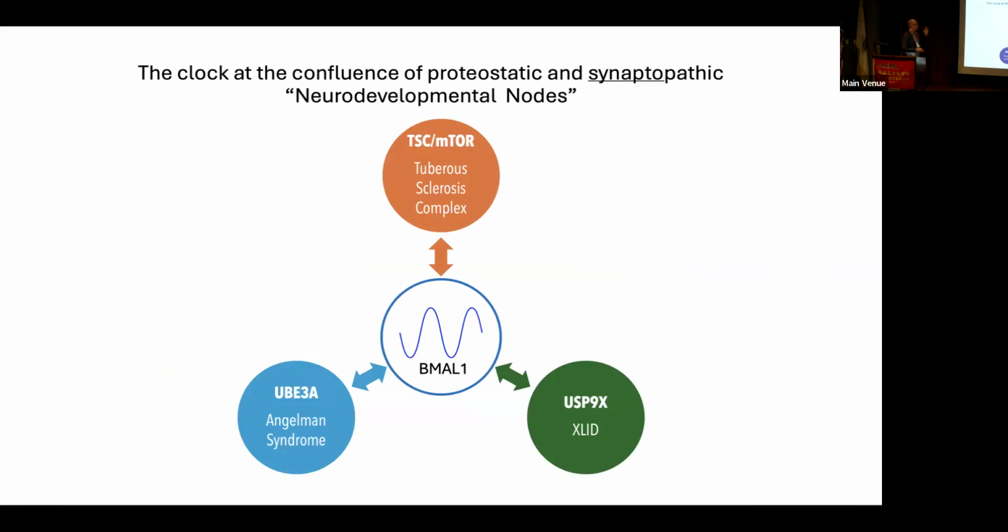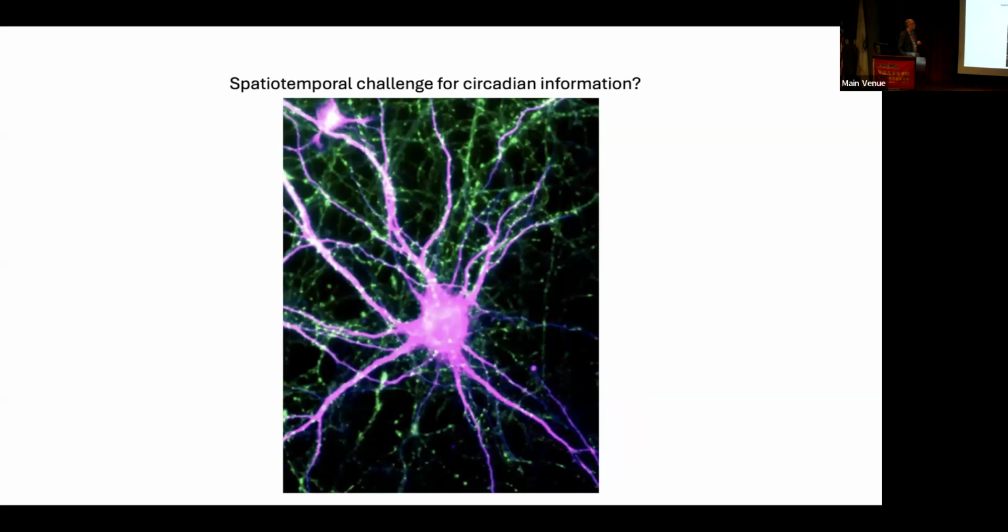One of the things that is going to be the rest of my talk is really the fact that all of these disorders cause synaptopathy. These are disorders of synaptic function. And because I had discovered this phosphorylation event in the BMAL protein and a role for it in the cytoplasm, we started thinking about, well, could this protein actually have a role in synapses?